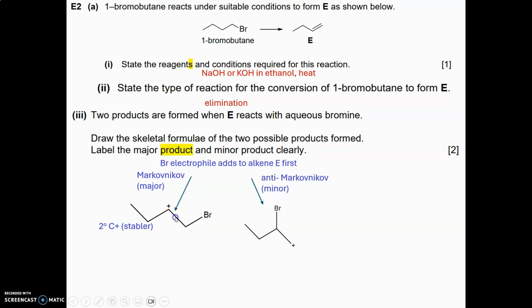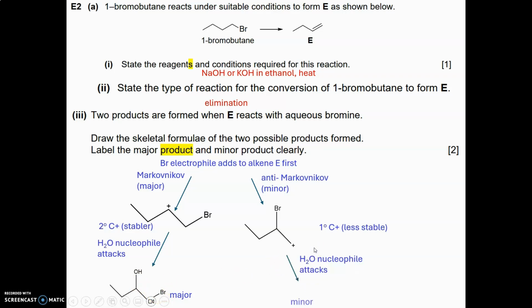So from these intermediates, we are going to let the water nucleophile attack the carbon which bears a positive charge. So the major product will have a hydroxyl group on carbon 2 and a bromine atom on carbon 1. And my minor product will have a hydroxyl group on carbon 1 and bromine on carbon 2.